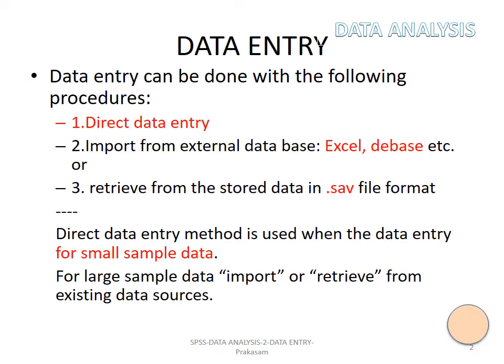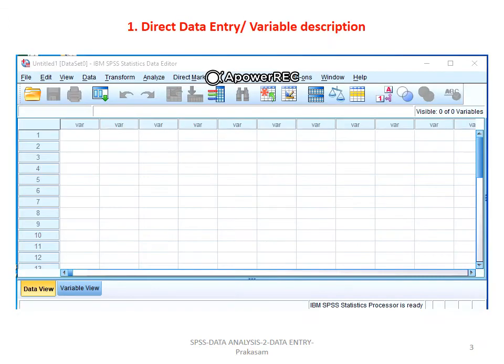The direct data entry method is used when the data is very small, that is, the sample size is very small. Or otherwise you can have as many as possible, but in direct data entry, if it is a small sample, it will be very convenient to transfer it directly. For a large data entry, we can either import it or retrieve it, if it is already stored in the SPSS format. We will initially discuss the direct data entry procedure in SPSS. Here we will show how to enter data directly.